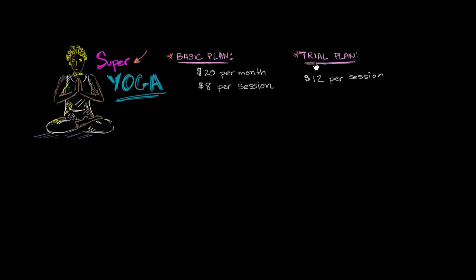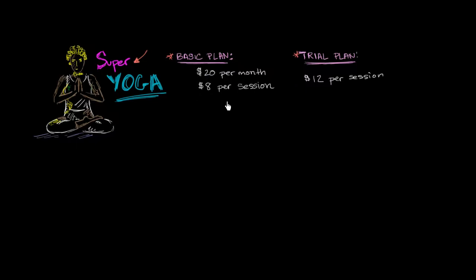The trial plan, if you just want to try things out, you can come to any of the sessions, and it's going to cost you $12 per 1 hour session. But if you like what you're doing here, you might want to get a monthly membership. That'll be $20 per month. You can view that as the basic plan. It's $20 per month, and then you get a discount per session. It'll only be $8 per session.